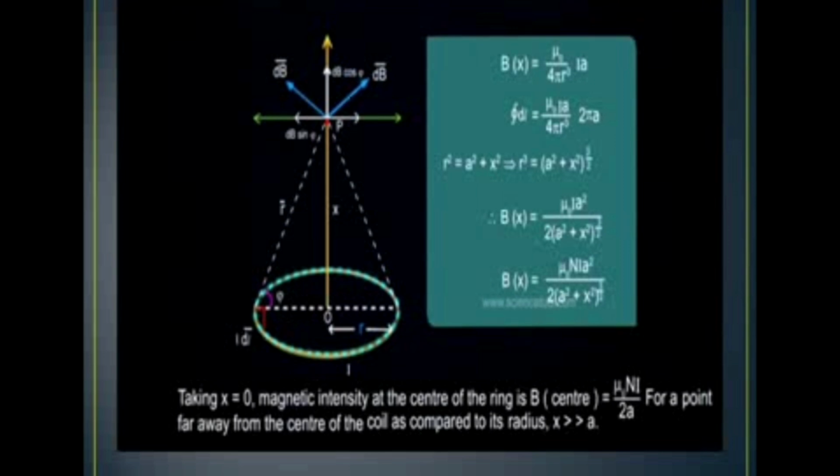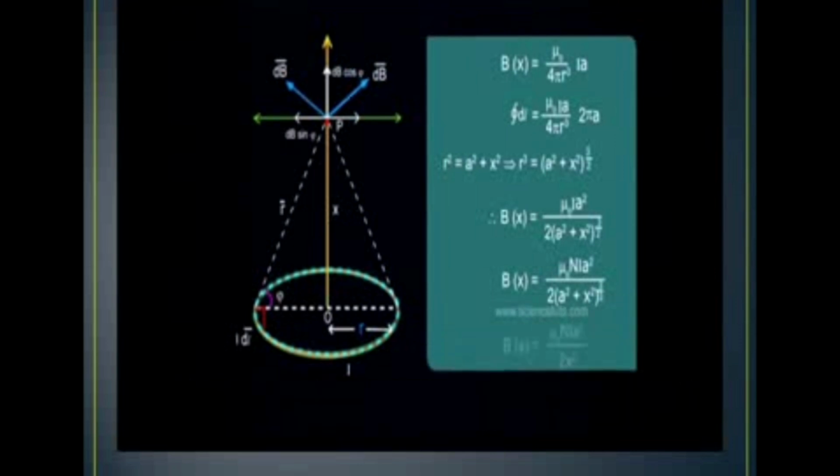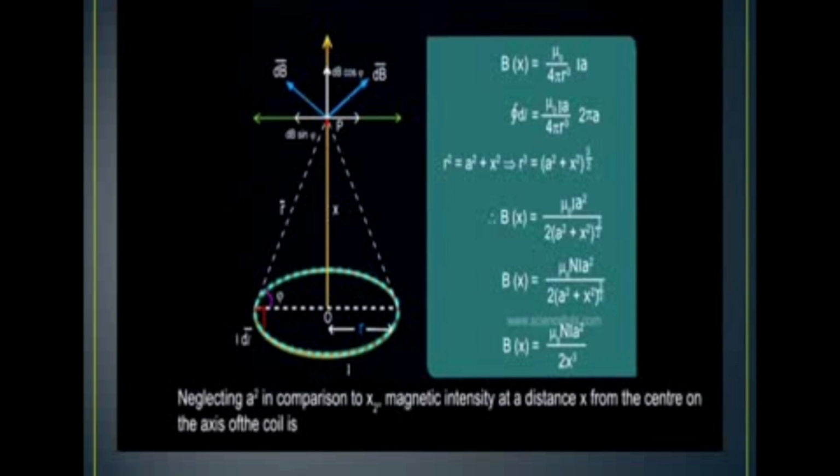Taking x equal to 0, suppose the x value is very, very small, or at the center point. So what happens? x square becomes 0, so only a square is there. So a square whole to the power of 3 by 2, the 2 cancels there, you will get a cube. So B is equal to mu naught n I a square by 2 a cube. That is the final equation.